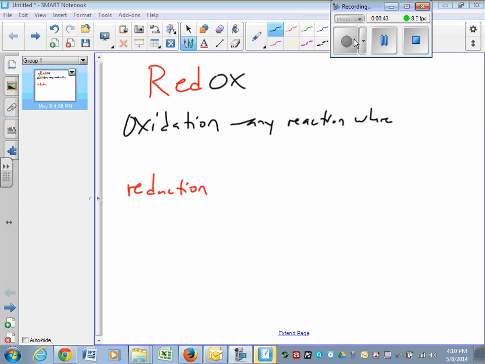So a way to remember that is Leo the lion. Leo stands for lose electrons is oxidized.